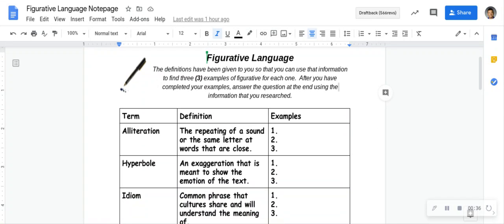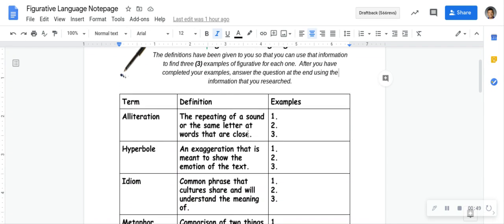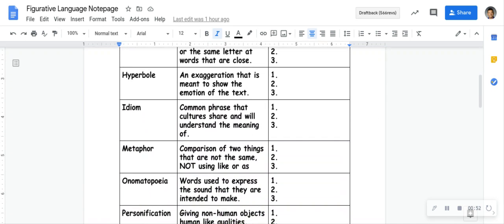Okay, so alliteration is the repetition of sound, either at the beginning of the word or that the words sound alike. Hyperbole, I think most of you are getting that it's an exaggeration. One of the areas that we struggle with is idiom, common phrases, raining cats and dogs.